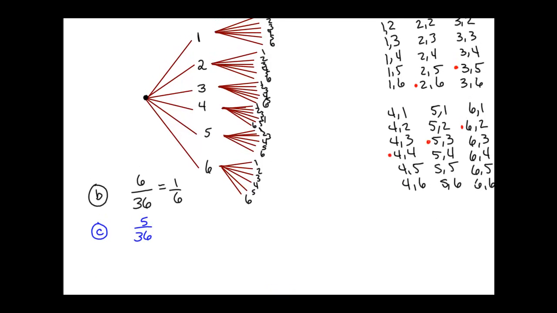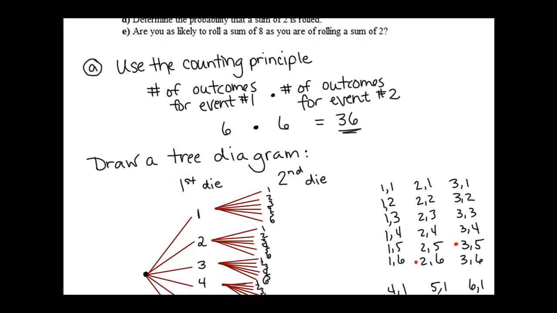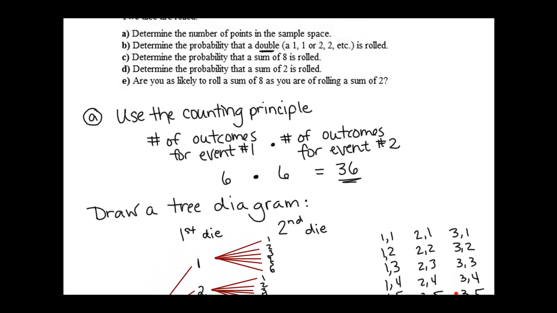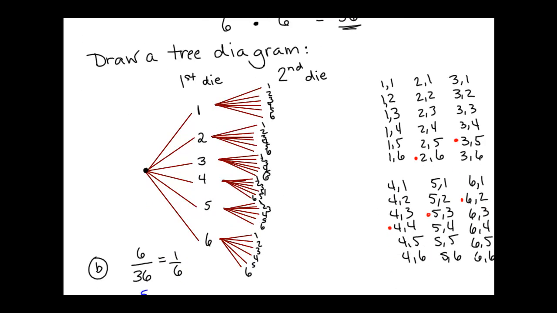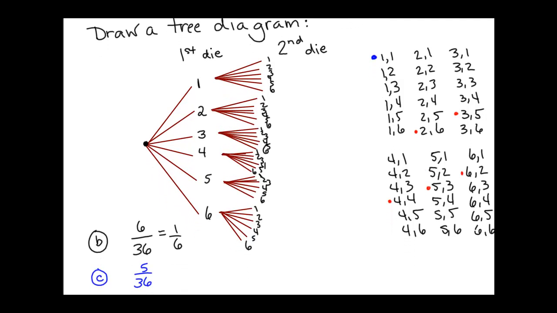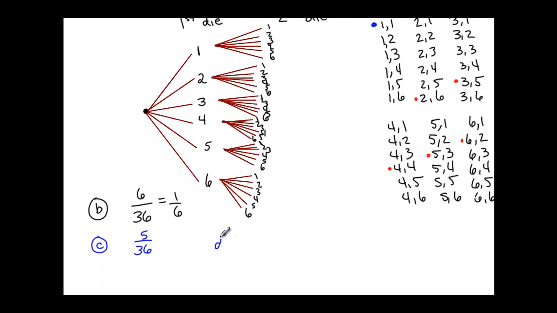Okay, next part of the question, still using our tree diagram. Determine the probability that a sum of 2 is rolled. Okay, so I think the only possibility of that happening would be if we had one die with a 1 and the other one with a 1. So part D there, the probability that a sum of 2 is rolled would only be 1 out of 36.